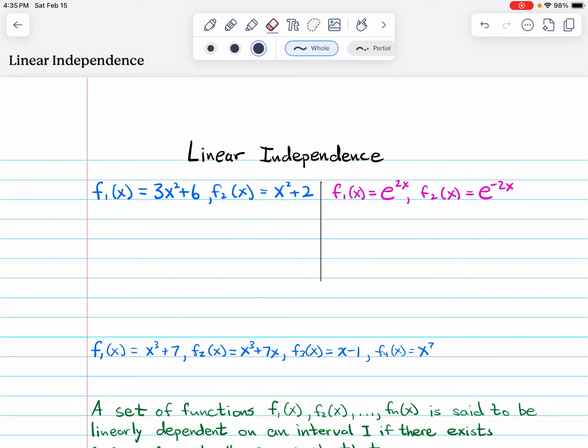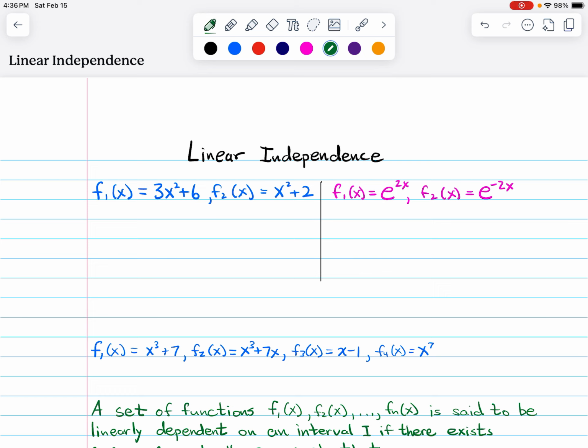We're going to take a look at linear independence and what it means and how you can determine if a set of functions are linearly independent. So let's start off with just two functions. I've got this blue case over here, and I've got f1 of x equals 3x squared plus 6 and f2 of x equals x squared plus 2. And I want to determine if those are linearly independent.